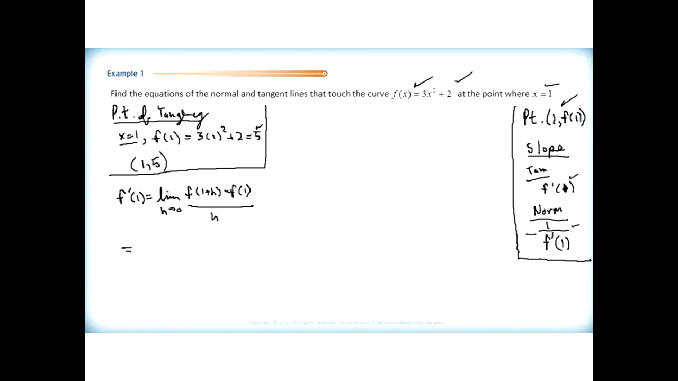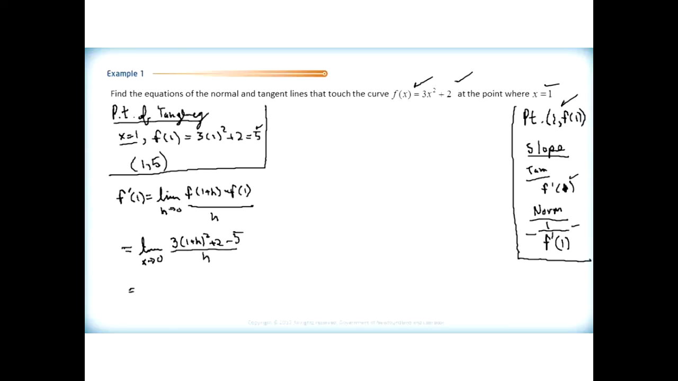So this is the limit as h approaches 0 of f of 1 plus h, which will be 3 outside of 1 plus h squared plus 2. And then we have to subtract f of 1, which we just figured out was 5. And then that will all be divided by h.